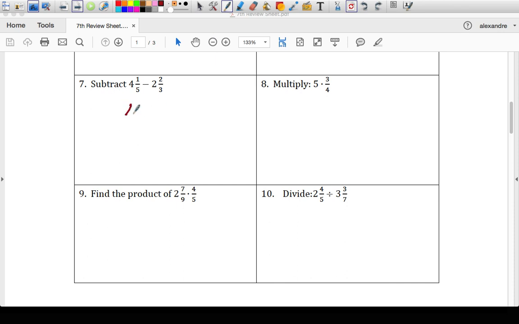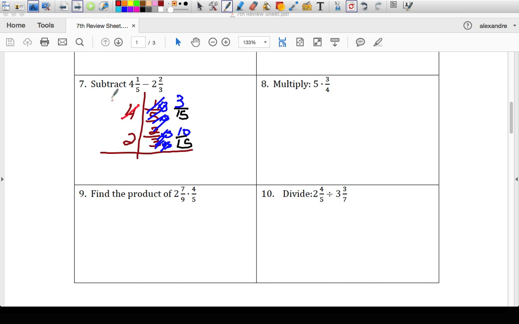Alright, so 4 1/5. I subtract 2 2/3. As you can tell, I can't subtract because my denominators are different, so let me do some changes here. The LCM between 5 and 3 is 15. Okay, so 5 is times 3, so that becomes 3. 3 is times 5, so that becomes 10. Cross this out. I can't subtract yet because I need to get some help.